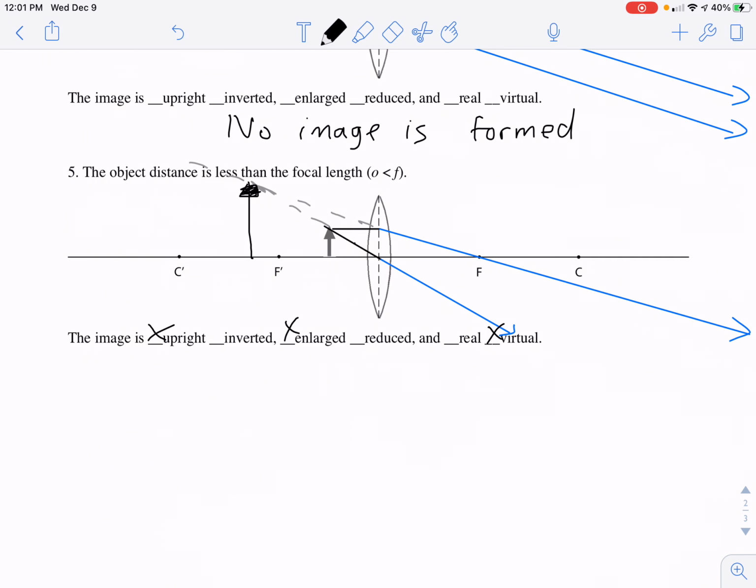In the next video, we're going to take a look at how to do ray diagrams for biconcave or diverging lenses.